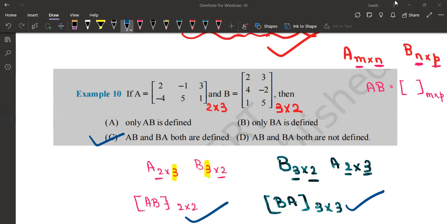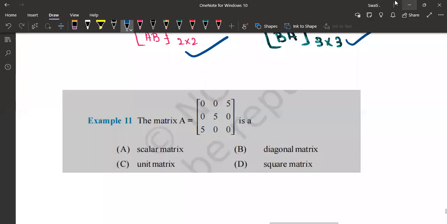All right, let's move to the next question. This is the next question. The matrix A is dash: scalar matrix, diagonal matrix, unit matrix, square matrix. So first of all, I'll tell you about a square matrix here. What is the meaning of square matrix? Square matrix simply means the number of rows should be equal to the number of columns. Of course, that is getting satisfied here.